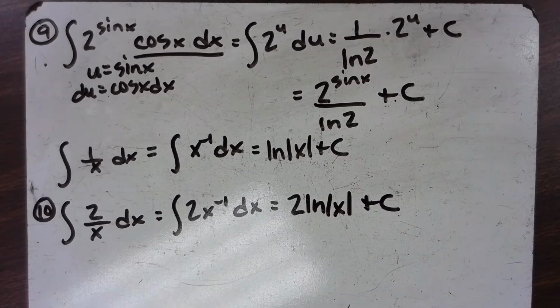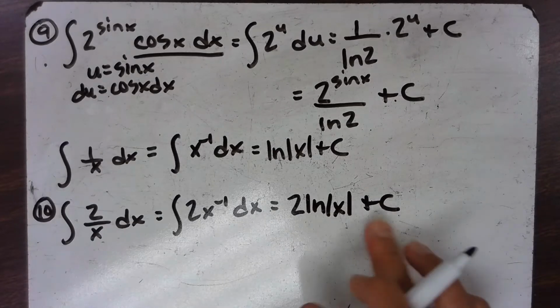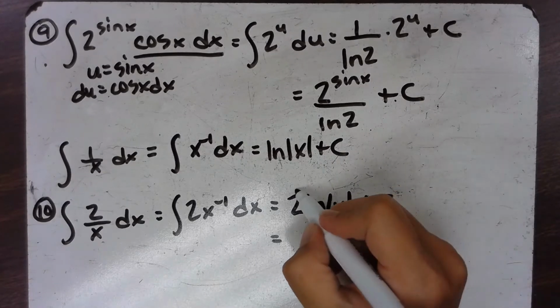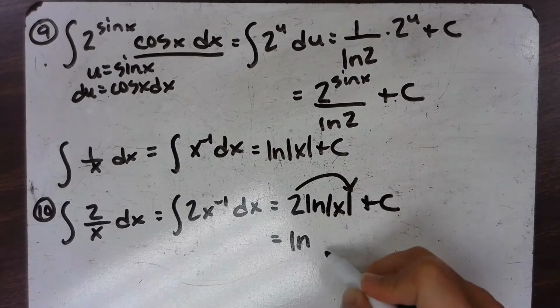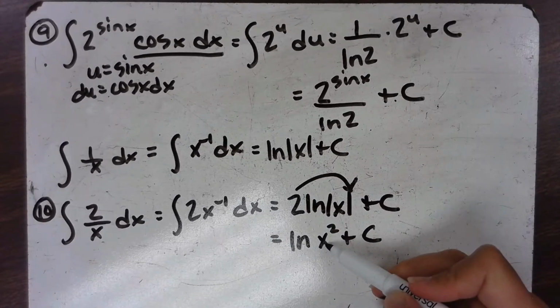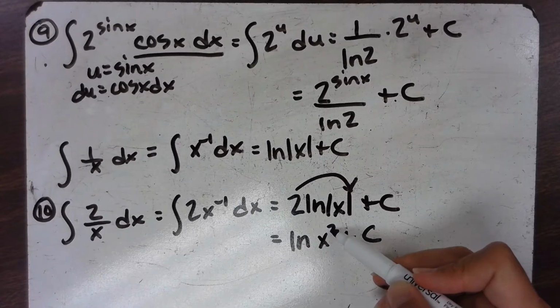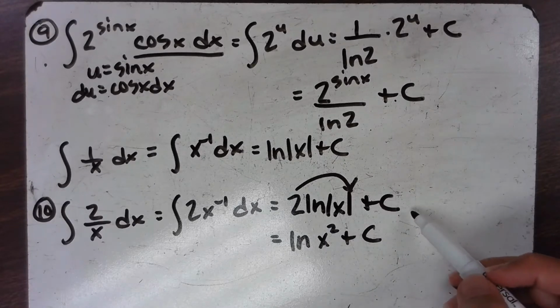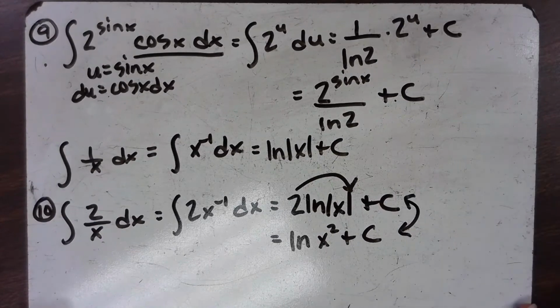Now, please realize if it's a short answer, you can leave your answer like this, but remember your properties. This can actually make natural log of x squared plus c. And I can lose the absolute value, and the reason is because anytime we square a number, it's positive. So realize that these two things are the same thing.